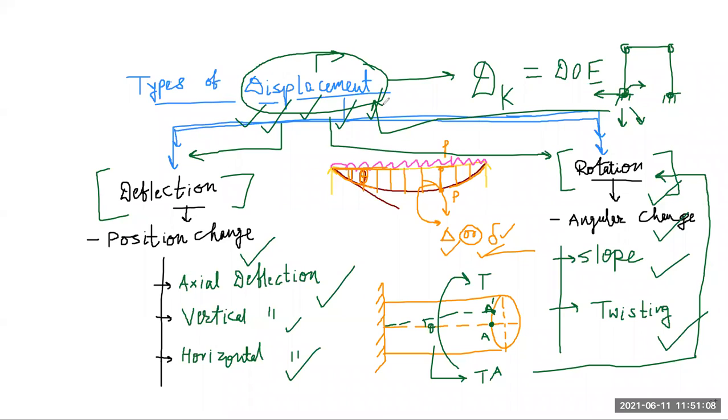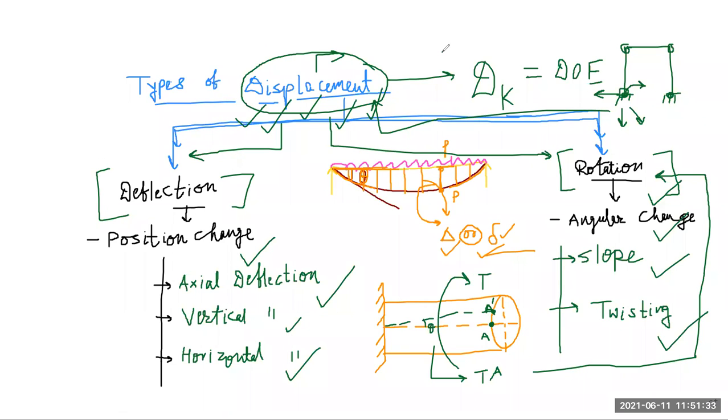Okay, so I think I cover all the basic aspects of your kinematic indeterminacy. I move towards the next topic, which is your general formula for DKI. I derive a general formula for DKI. Then I use that general formula for frame also, for truss also, and for other structures also.